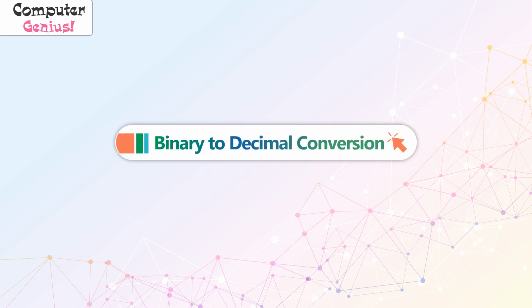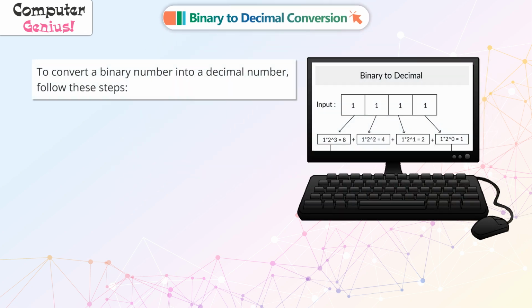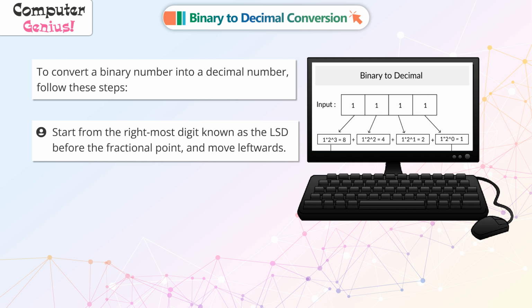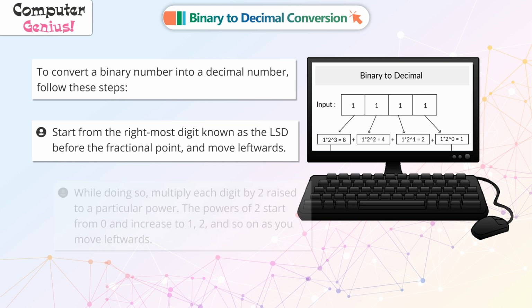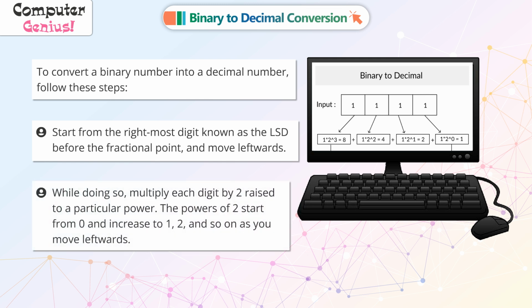Binary to decimal conversion. To convert a binary number into a decimal number, follow these steps. Start from the rightmost digit, known as the LSD, before the fractional point and move leftwards. While doing so, multiply each digit by 2 raised to a particular power. The powers of 2 start from 0 and increase to 1, 2, and so on as you move leftwards.